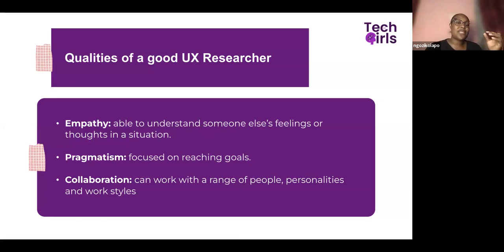So another quality of a good user researcher is collaboration, the ability to work with a range of people, personalities, and work styles. For instance, when you're put in a group, you know that you are going to be working with a different range of people, and people are going to be collectively thinking, because we are all created differently. We all have different ideas and personalities, and people are bringing ideas and working together to come up with amazing ideas. So those are the qualities you need to take note of as a user researcher.